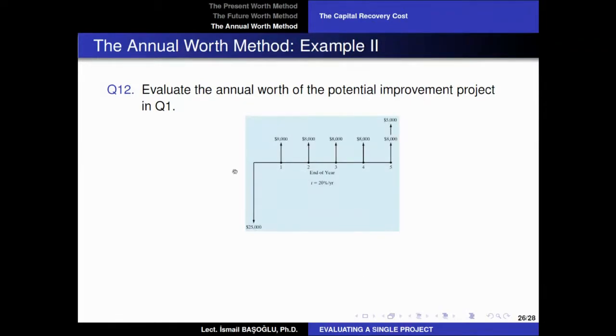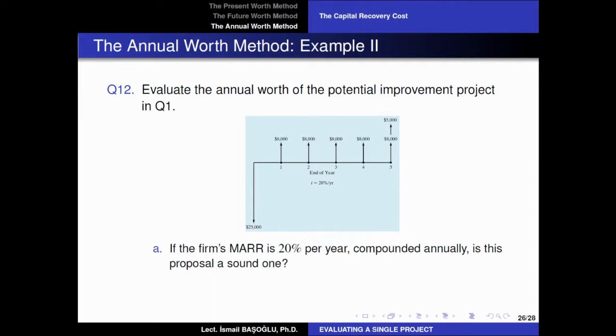Now we are going to repeat question number 12, and this is going to be our last question to solve. This time it asks: evaluate the annual worth of the potential improvement project in question 1. Remember, for this potential improvement project, we have evaluated the present worth and the future worth, respectively, in question 1 and question 6. This time we are going to use the annual worth method.